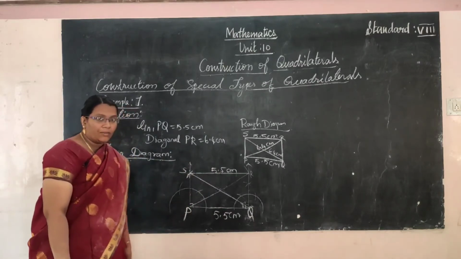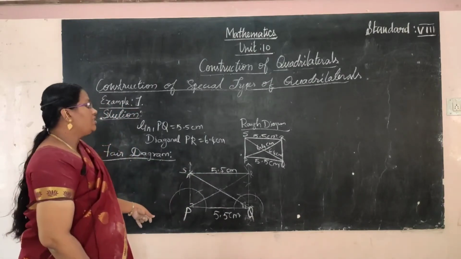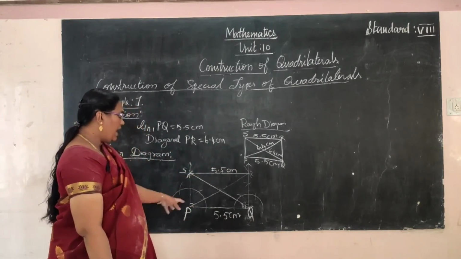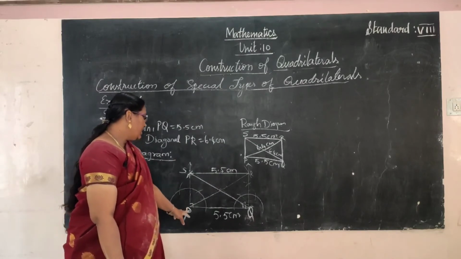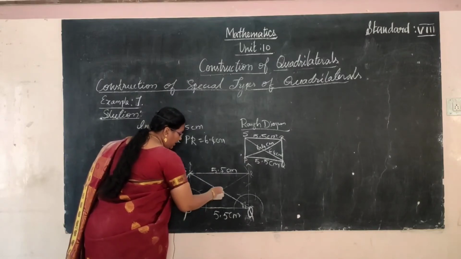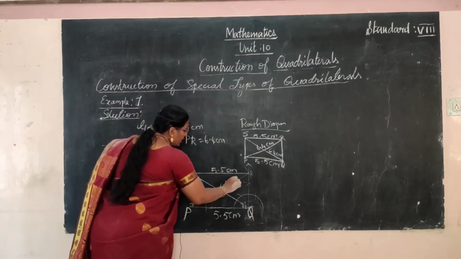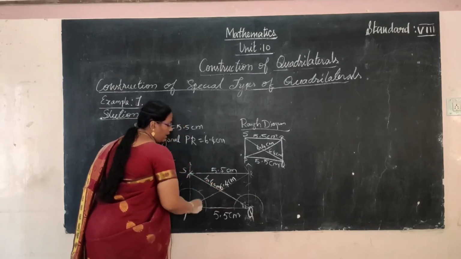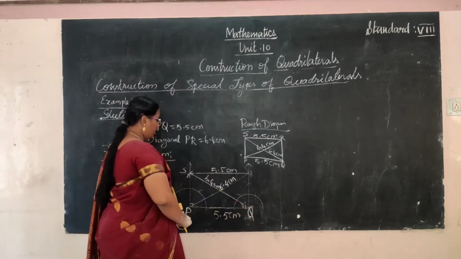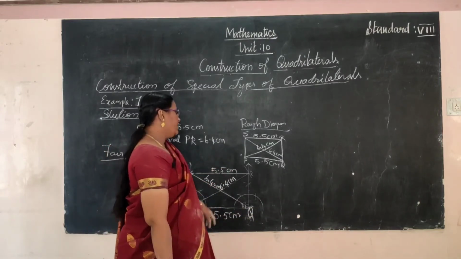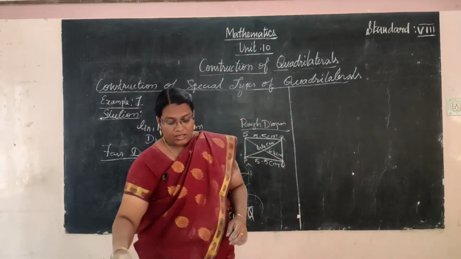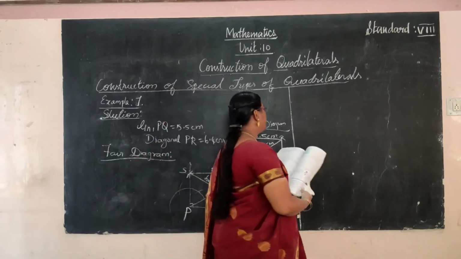After that we draw the perpendicular bisector of the line segment, the perpendiculars at P and Q. After completing that, with center P, the diagonal. So start from P with center P, 6.4 centimeter. Diagonals are equal in a rectangle. And with center Q draw the arc of S. Then join the line, we get the rectangle.